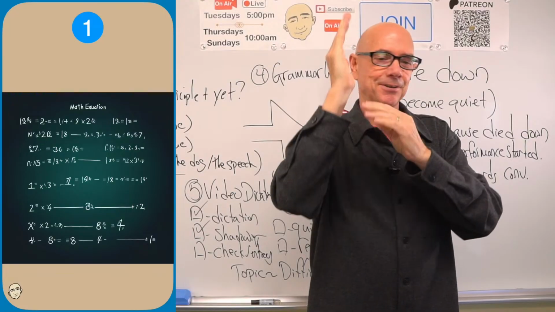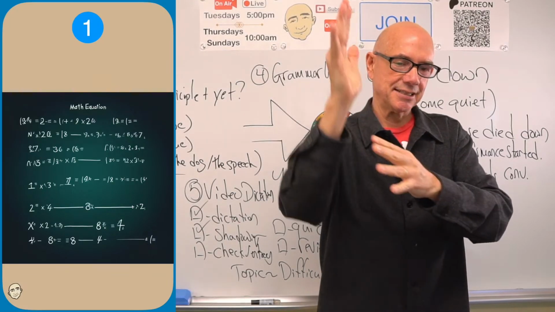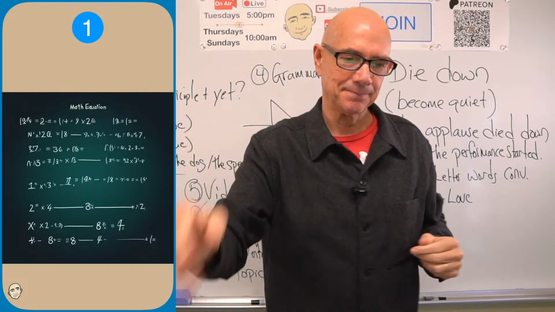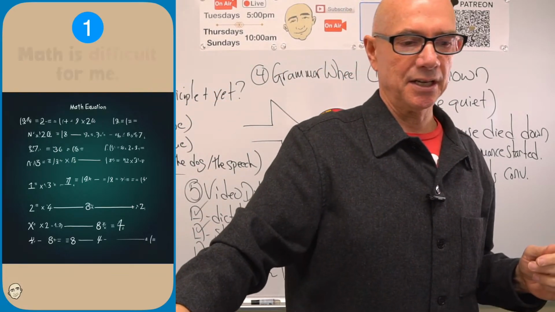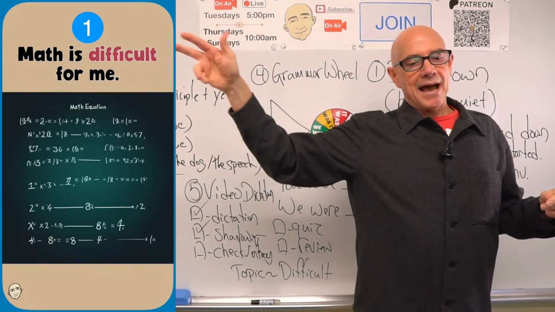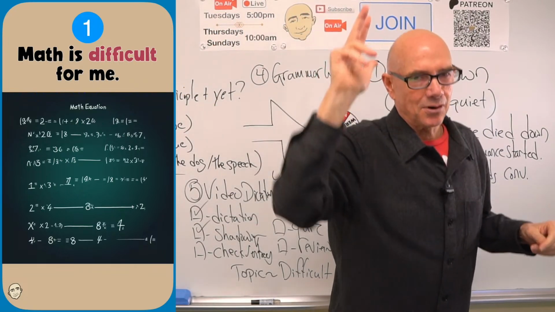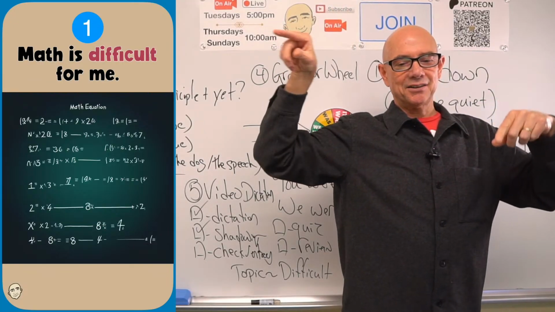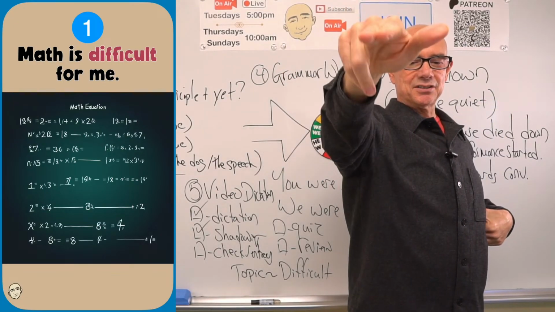All right, so let's check the sentences. Compare your sentences with these, okay? Here we go. Math is difficult for me. If you got it right, shoot some hearts. If you got it right, shoot some hearts.